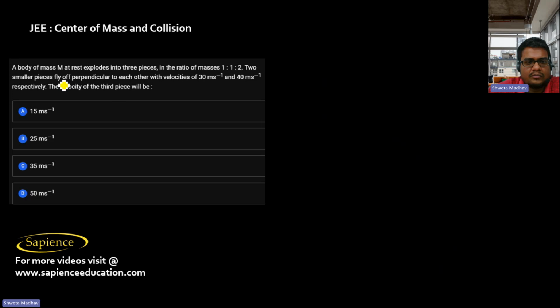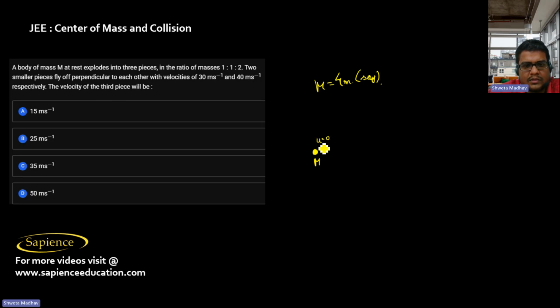It is told that a body of mass m at rest explodes into 3 pieces in the ratio of masses 1:1:2. Two smaller pieces fly off perpendicular to each other with velocities 30 meter per second and 40 meter per second respectively. The velocity of the third piece will be. So there is a mass m. It is at rest only. U is 0. So it will explode into 3 parts. So let's say m will be equal to 4m, suppose.